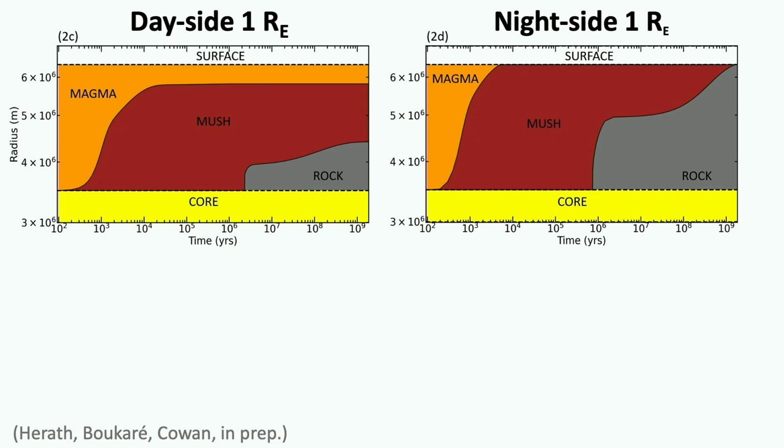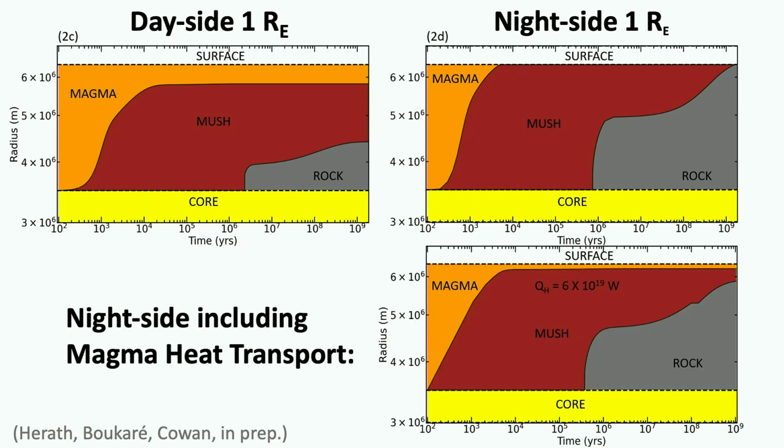But if you turn on magma heat transport, so now you account for the fact that the magma ocean is advecting heat from the day side to the night side, then you get this scenario down here. It's kind of hard to see, but there's a magma layer that persists at the top. You have this thin magma layer that might be hundreds of kilometers deep, and it just persists in the steady state. You're transporting a very small fraction of the day side energy that gets absorbed, through the magma ocean, to the night side, and you keep it from freezing over.